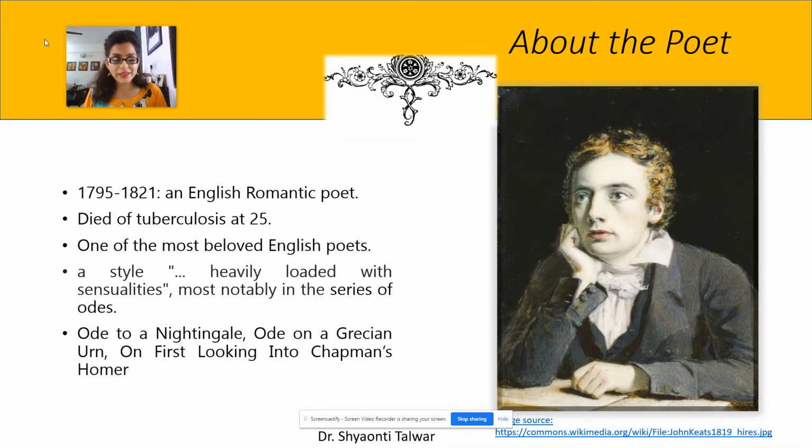So he is John Keats, who was born in the year 1795 and who lived a very, very short life and died in 1821. In fact, he died of tuberculosis at a very young age. He was only 25 when he succumbed to tuberculosis. But nevertheless, he continues to be one of the most loved English poets.